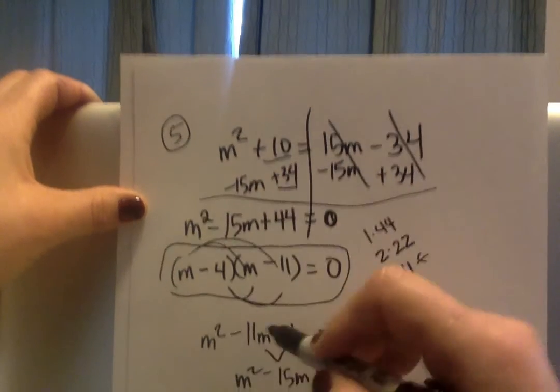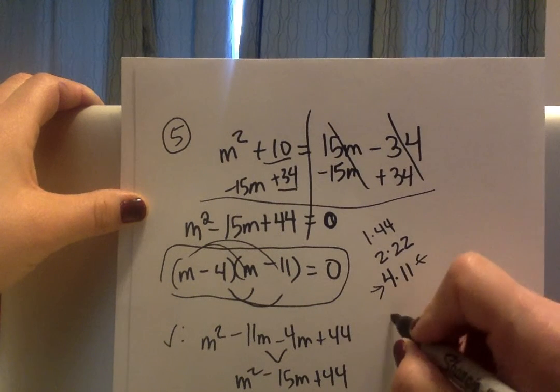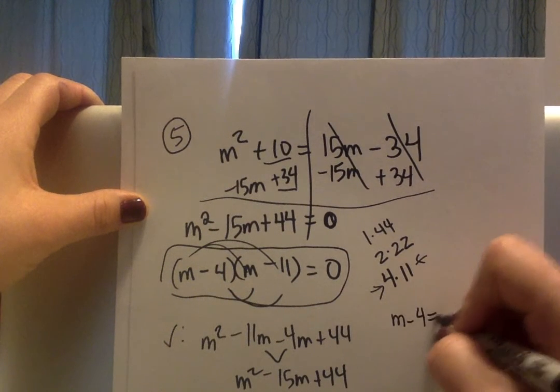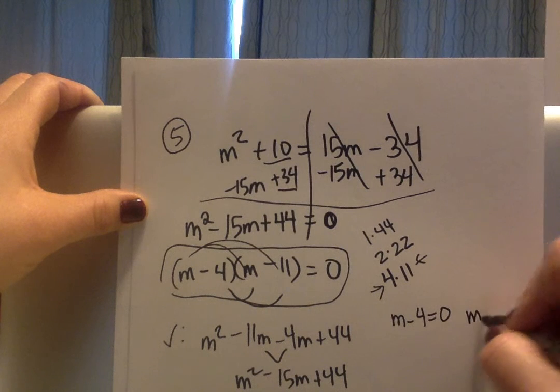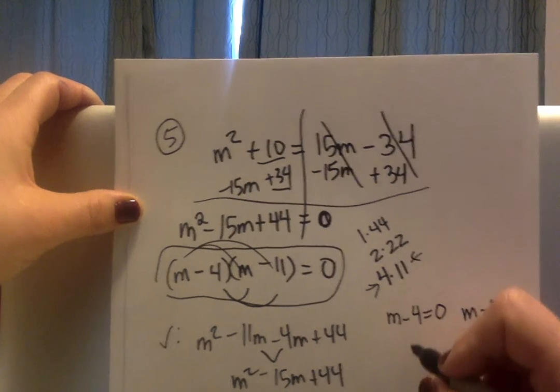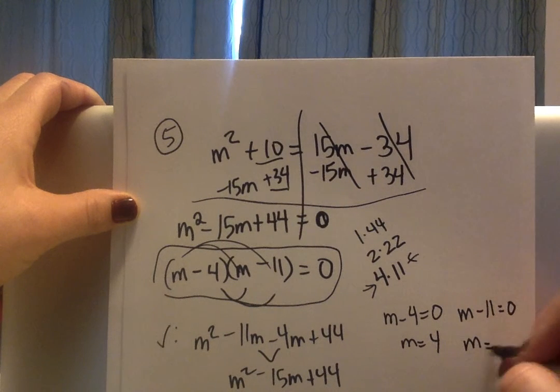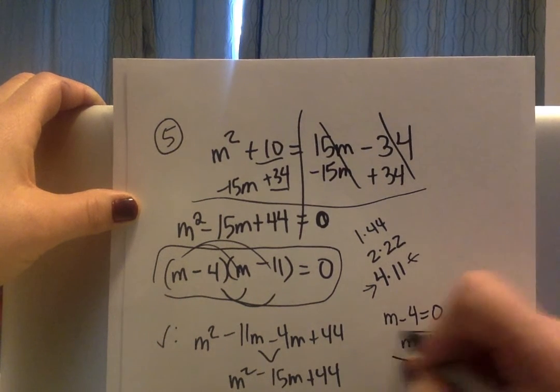So we're going to come back to this. We're not done. That was just a check. We need to solve for m. So we have m minus 4 equals 0, and m minus 11 equals 0. So then when I solve for m, I get m equals positive 4, and m equals 11. So those are your answers.